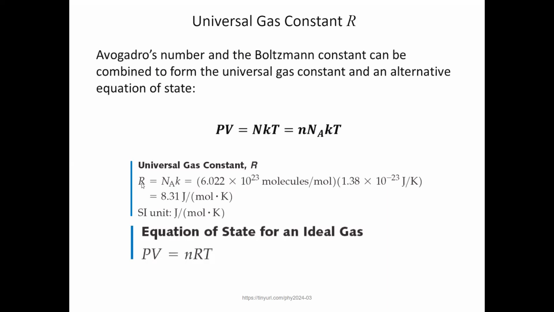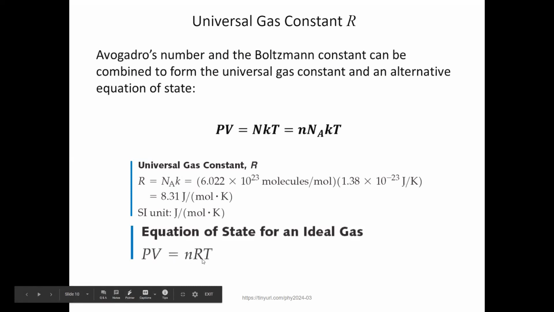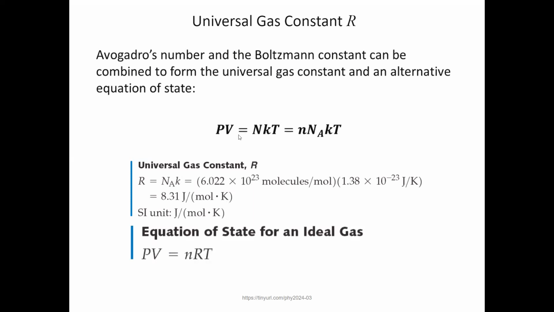This is called the gas constant, capital R, which is Avogadro's number N sub A times K. That equals 8.31 joules per mole Kelvin. Then the equation of state for an ideal gas, or the ideal gas law, can be rewritten as PV equals small n times capital R times T. So either PV equals nRT or PV equals capital N KT. Those are the two forms of the ideal gas law. All right, so last time we didn't get a chance to practice using the second form.